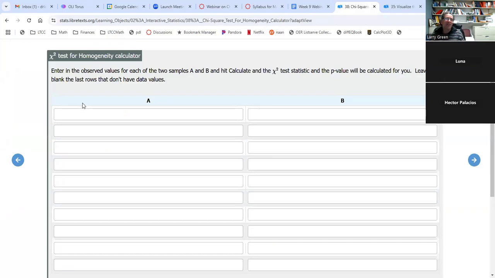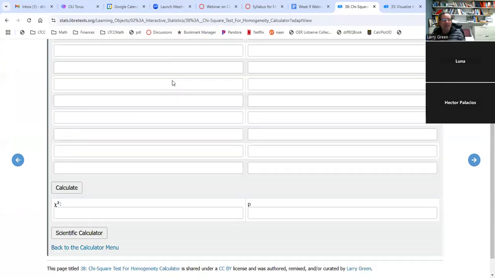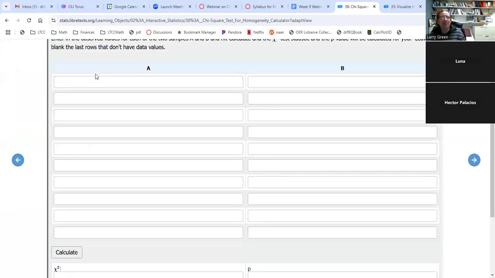And it says, enter in the observed values for each of the 2 samples, A and B, and hit calculate. And the chi-square test and the p-value will be calculated for you. Leave blank the last rows that don't have data values. By the way, if you ever have more than this in terms of data values, then you're going to have to go to the spreadsheet. But that won't happen in our class. But it could happen in 5 years from now when you're doing research or something. But for our class, you're never going to have more than that.